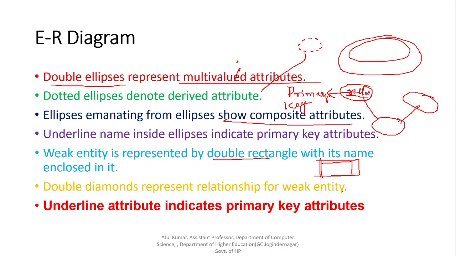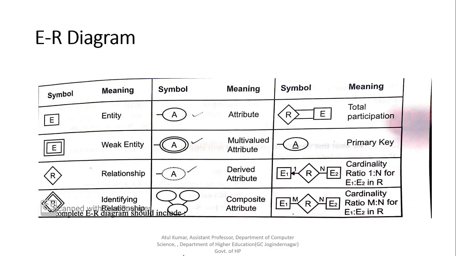Double diamonds are used to represent a relationship for a weak entity. So a double diamond looks like this, and these diamonds are used to represent relationships for the weak entity. Next we have an underlined attribute that I have mentioned above. An underlined attribute indicates the primary key attribute. So these are basically the symbols and meanings in the ER diagram.